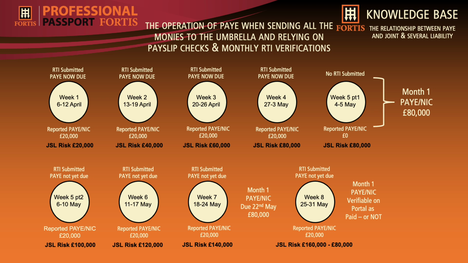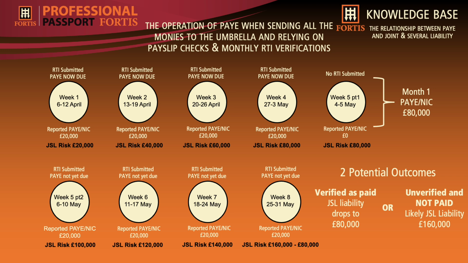One is the PAYE NIC is verified on the portal as being paid, or there's no payment shown. It's critically important to understand any leeway that a verification system uses where there is a delay in updating the provider's portal to confirm the payment has actually been received by HMRC. How much time is allowed for this update? And remember, each week is increasing your joint and several liability by £20,000.